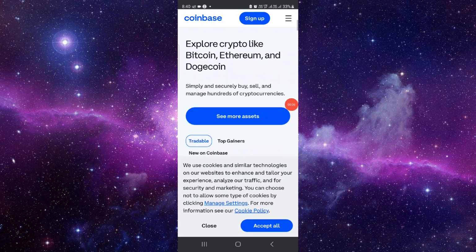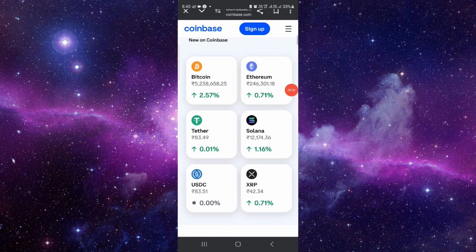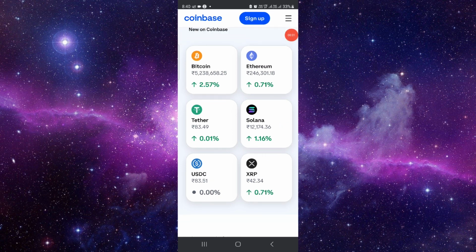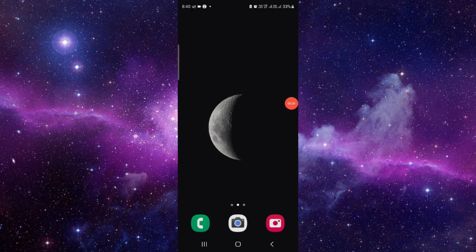After that, it will open here all the trading options, like, as you can see, the prices of Bitcoin, Ethereum and many others. You can select and trade them. So this is how to trade futures on Coinbase.